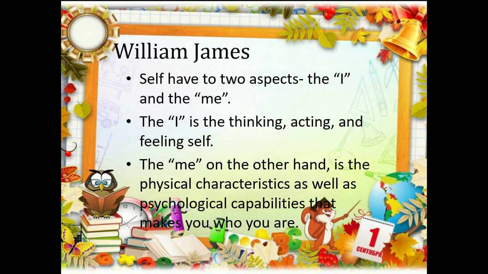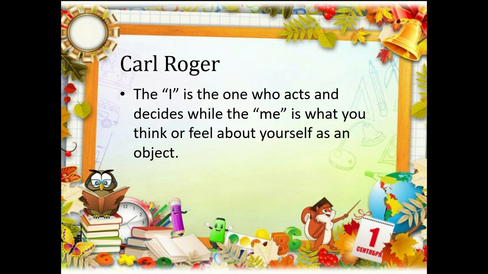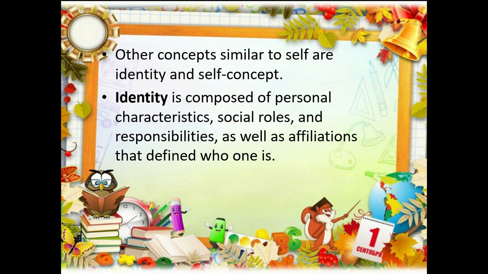Then we also have another proponent. According to Carl Rogers, in his theory of personality, he also used the same terms. The I is the one who acts and decides, while the me is what you think or feel about yourself as an object. Other concepts similar to self are identity and self-concept.